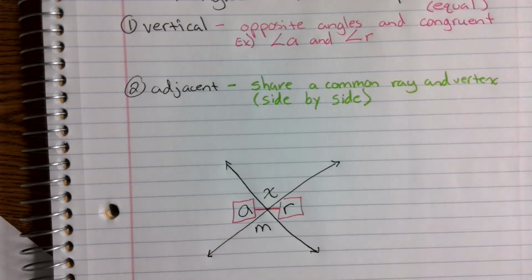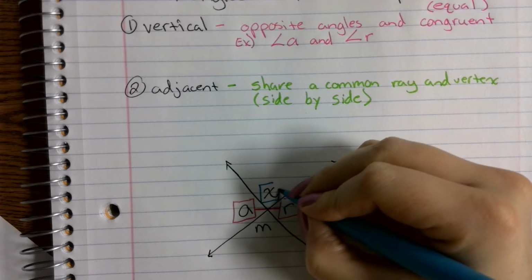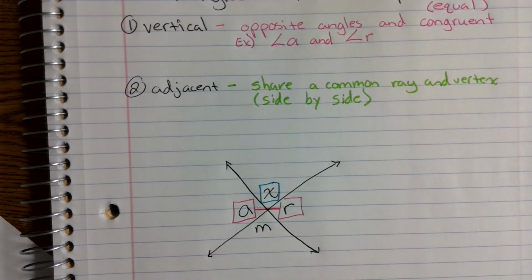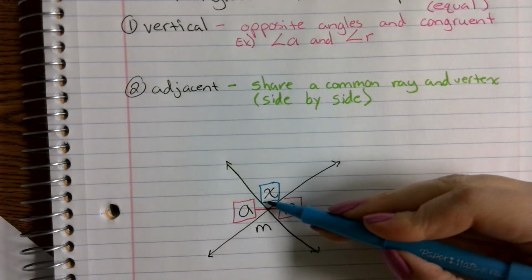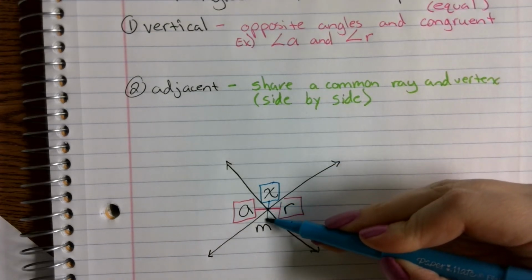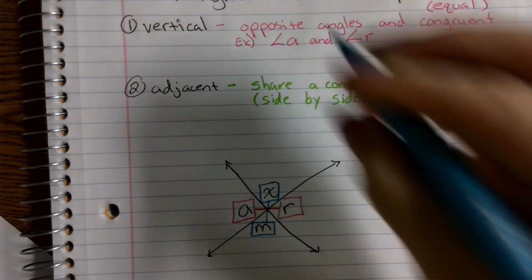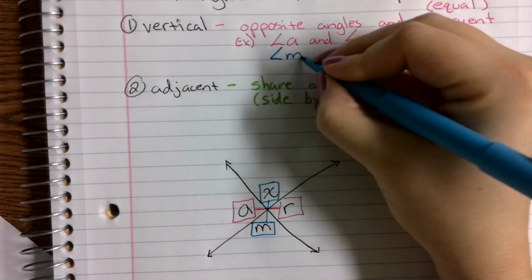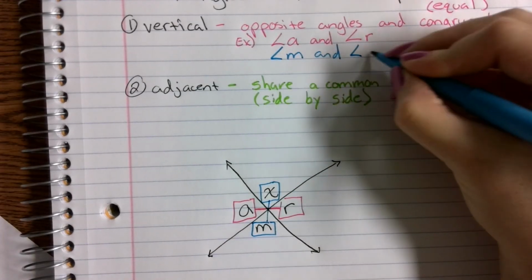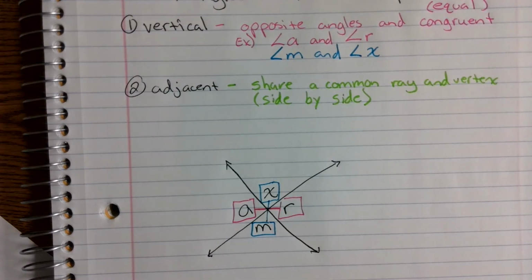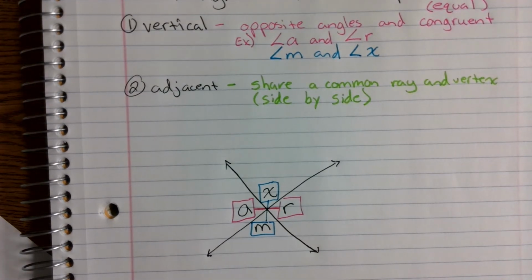What about, here, we'll do another color. We'll do blue. What about angle X? What is its vertical relationship? M. Again, if I start at X and I go to the vertex and continue straight through the vertex, it's going to end up at angle M. So angle M and angle X are considered to be vertical angles. And you can say angle X, angle M, it doesn't matter. Those are our examples of vertical angles.